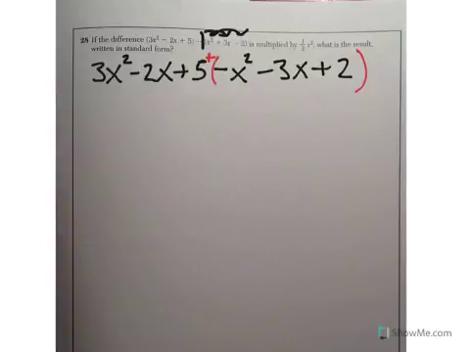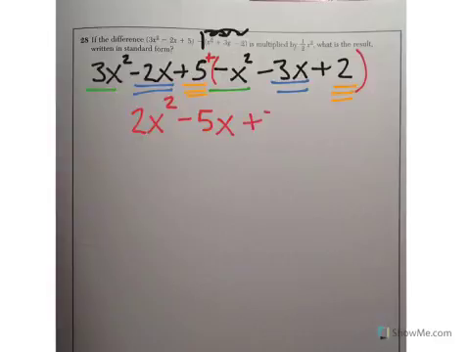Okay, so I'm really adding this equation now. So now I can just combine like terms. So I have 3x squared plus a -x squared, so that gives me 2x squared. Then I have a -2x and a -3x, and when I add those together, I will end up with a -5x, and I have a +5 and a +2, and when I add those together, I end up with a +7. So I'm not quite done.